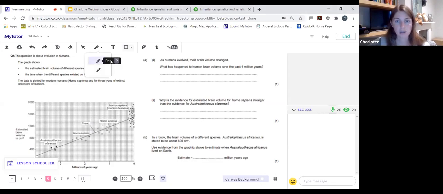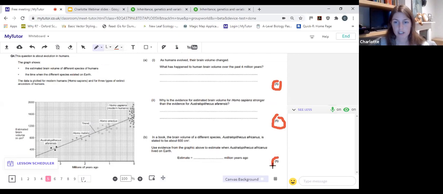So these are all 1 mark questions going down here. Feel free to answer them in the chat if you want to practice your technique. We'll have the answers on the next slide. So, as humans evolved, their brain volume changed. Okay, we kind of know that already, but good to read it. What has happened to human brain volume over the past 4 million years? Okay, well, we've had a good look at our graph and we knew that before we read the question. So that's good. We've already got an answer to that one.